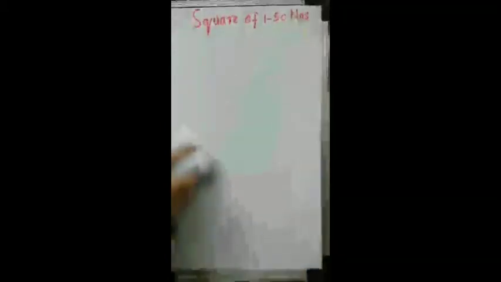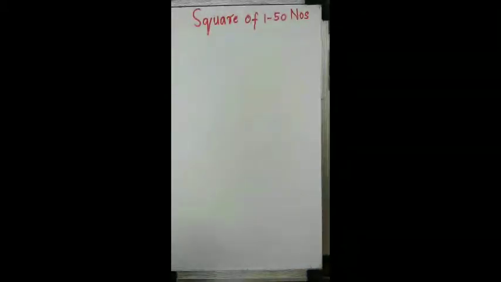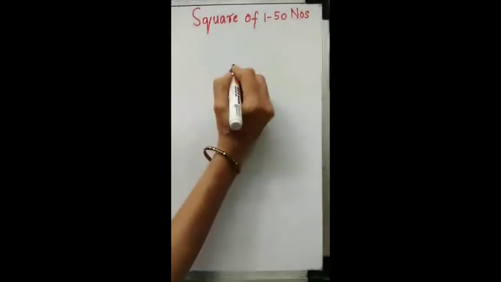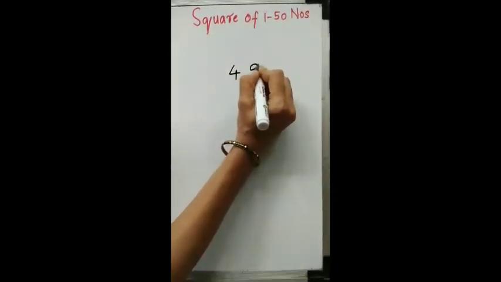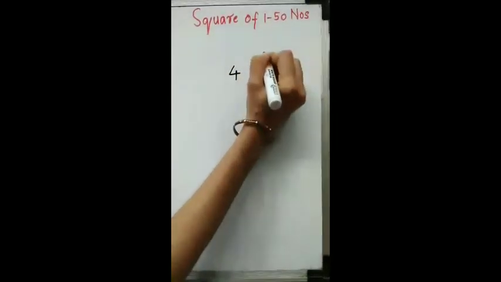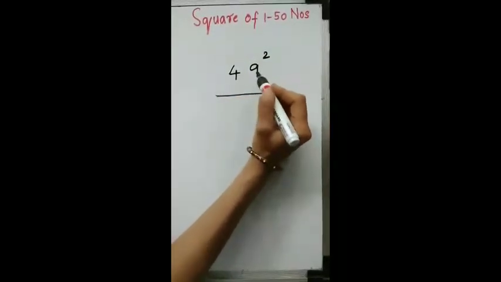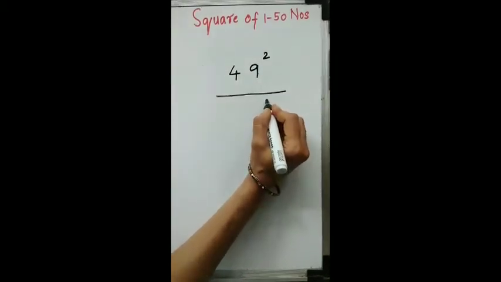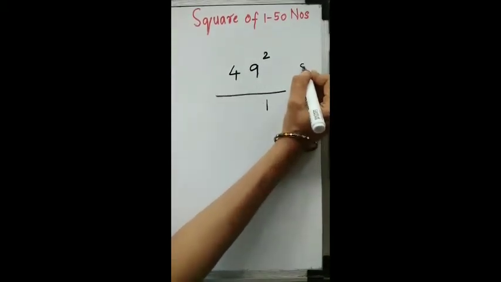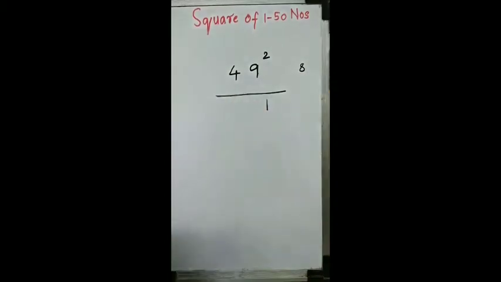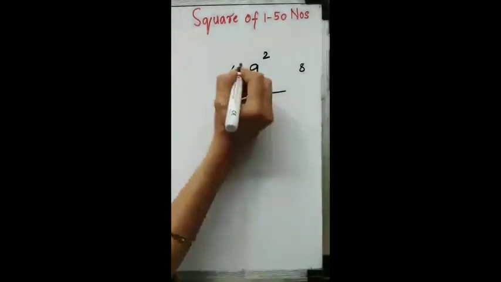Okay. Now for example, if we take a number that is 49. Okay, now I have to find the square of this number. What am I going to do first? Square of 9. 9 9s are 81. So I write 8 I carry, I write 1 over here. 81. Now what am I going to do?